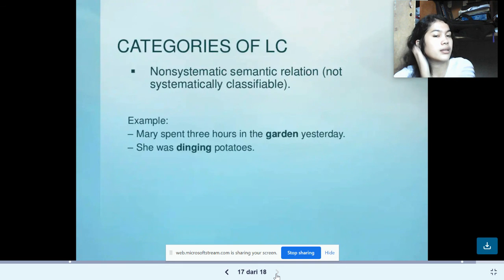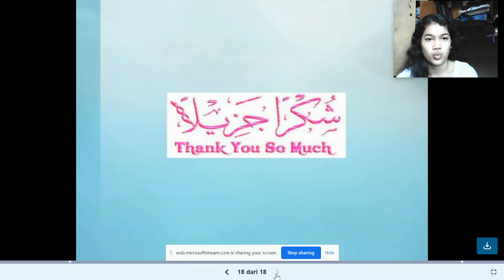And then the non-systemic semantic relation, which is not systematically classifiable. The example: Mary spent 3 hours in the garden yesterday and then she was digging potatoes.